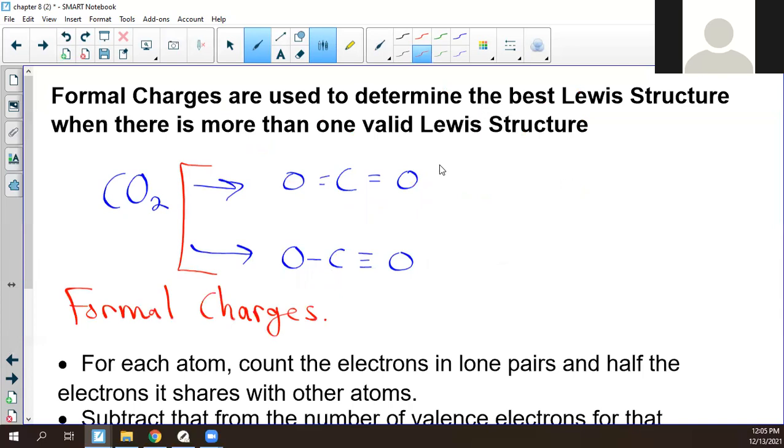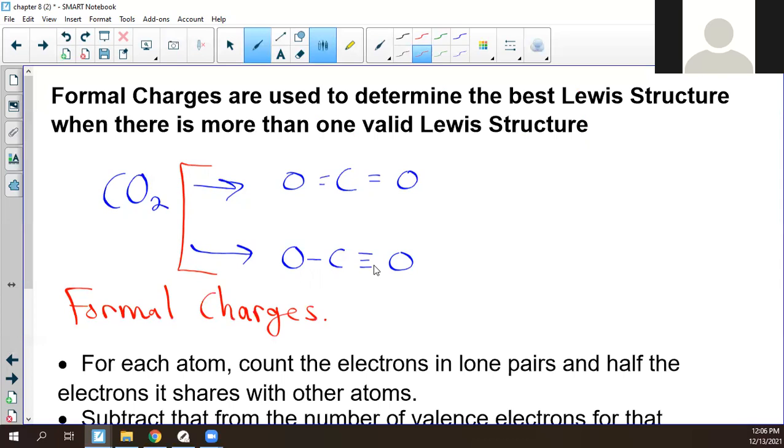Formal charges are used to determine the best Lewis structure when there is more than one valid Lewis structure. So if I said righter, maybe best is an easy way to say that. We're going to teach you how to do formal charge, so you can determine which one is the most correct. On the AP test, if they ask for a Lewis structure, they expect you to write the best one.